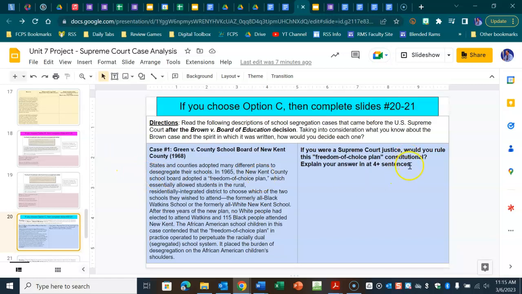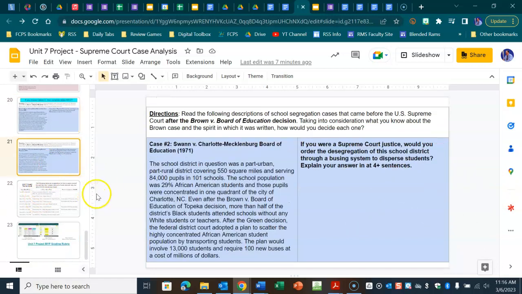Okay, so you have to answer this question to the right. Do you think this plan is good, it's constitutional, or do you think it's unconstitutional, unfair? Explain why. All right, on slide 21, same directions. Case 2 is Swann versus Charlotte-Mecklenburg Board of Education, 1971. If you were a Supreme Court Justice, would you order the desegregation of the school district through a busing system to disperse students? Explain your answer in at least 4 sentences.